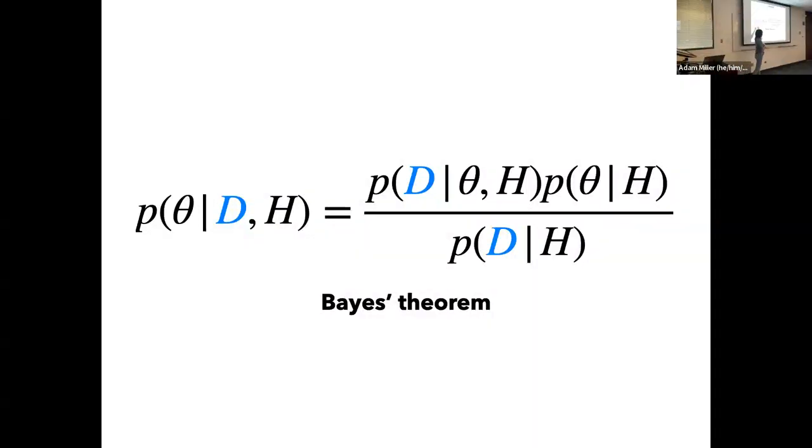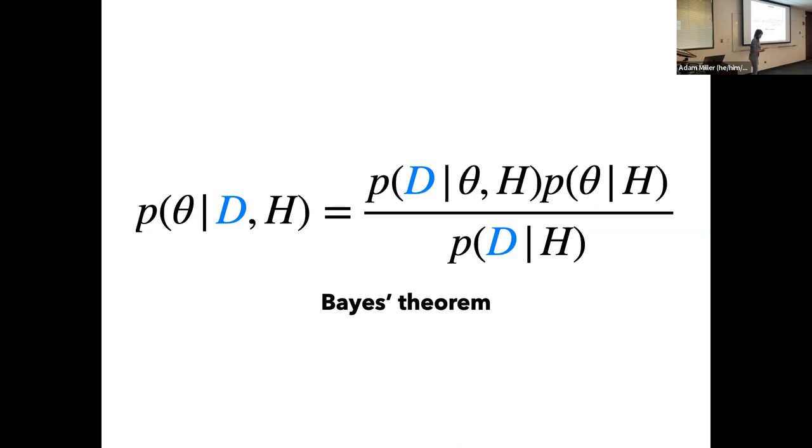Here's the blue data, the D colored in blue. This is our observation. You always have some data. And the prior is some prior belief on the parameters, and we have some observations. We update our understanding of the parameters after knowing this observation data. So this is the Bayes theorem.